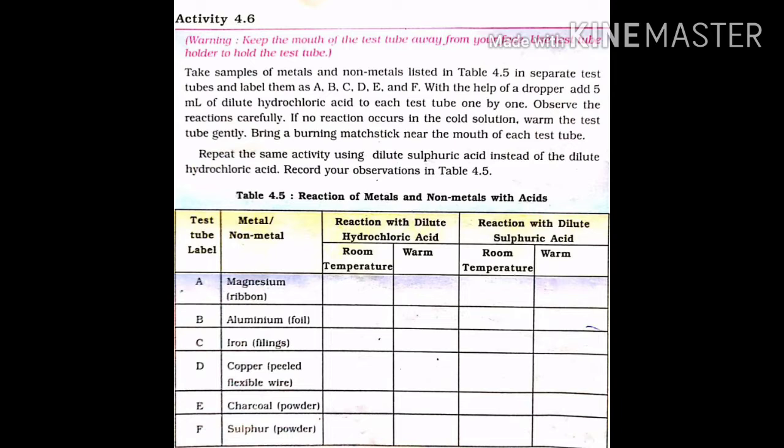Activity 4.6. Take samples of metals and nonmetals listed in table 4.5, that is magnesium, aluminium, iron, copper, charcoal and sulfur in separate test tubes and label them as A, B, C, D, E and F. With the help of a dropper, add 5 ml of dilute hydrochloric acid to each test tube one by one. Observe the reactions carefully. If no reaction occurs in the cold solution, warm the test tube gently.